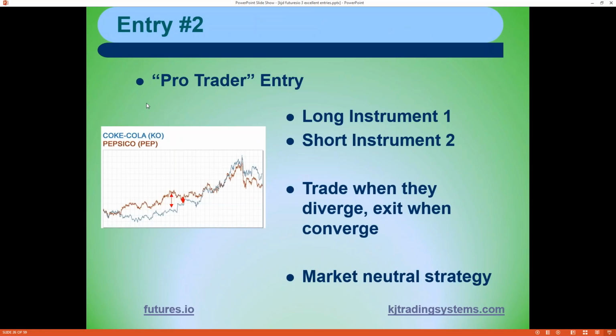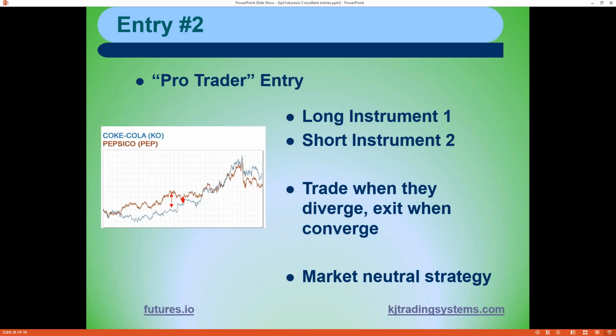Entry number 2 is what I would call a pro trader entry. The thing about professional traders, usually ones working for funds or banks, is they usually like to be long and short. They try to be as market neutral as possible, right? They don't want to be all long and the market crashes, or all short.